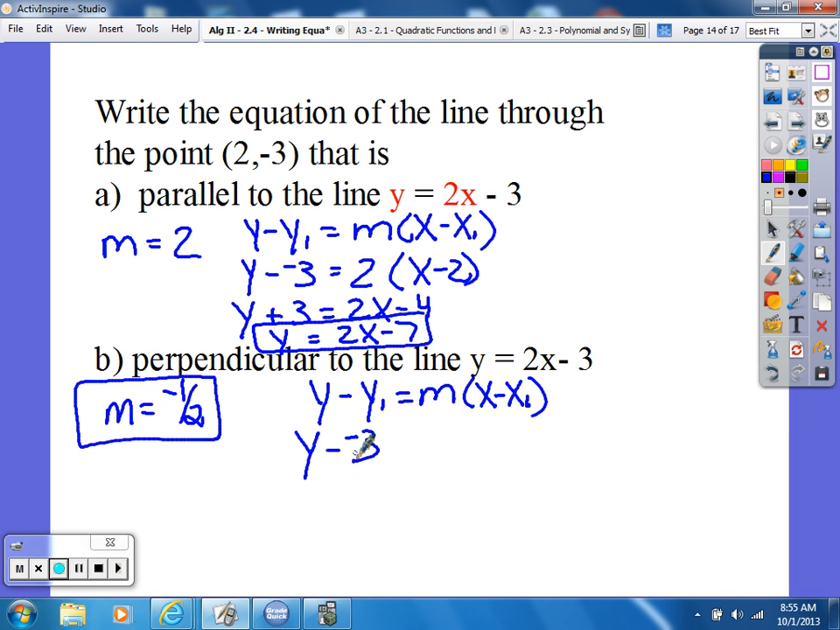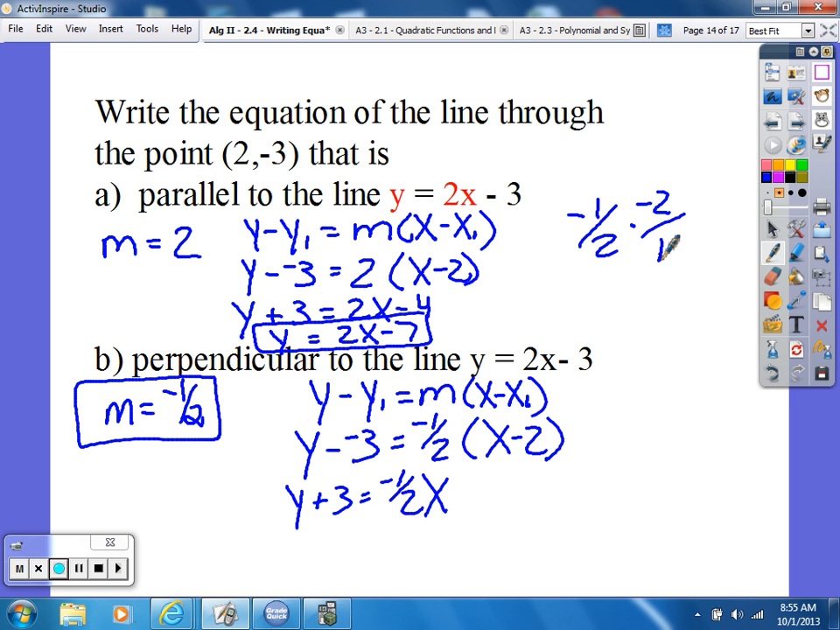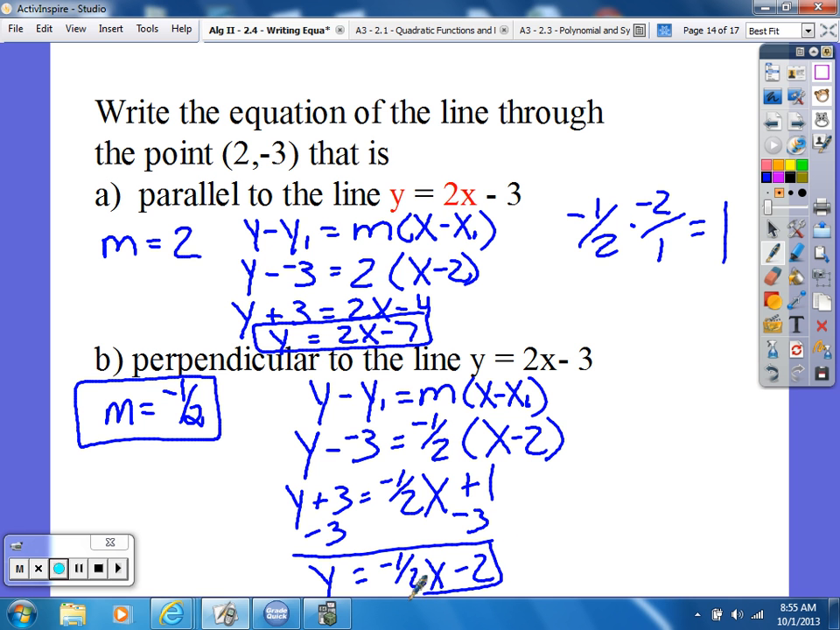Y minus negative 3 again, equals negative 1/2 times x minus 2. Y plus 3 equals negative 1/2 x. Negative 1/2 times negative 2 over 1 is what number? 2 over 2, which is? All right, so that's a plus 1 right there. We'll subtract 3. And we get y equals negative 1/2 x minus 2. Yeah, well, because a negative times a negative is a positive. Oh, right there. Okay. All right. Any questions so far?